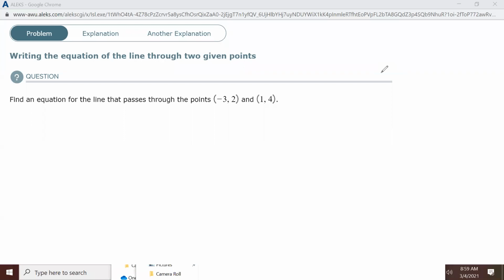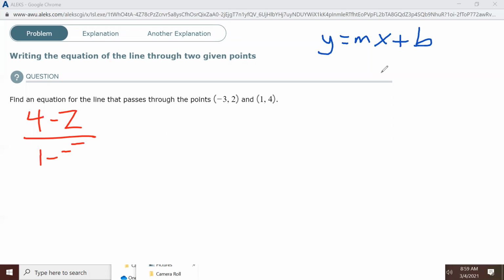This time we are not given a point and the slope. We are only given 2 points on the line. So we must find the slope and then the y-intercept. Once again, we are looking for the equation of a line, which has this form. Let's first find the slope. That would be the difference in the y values divided by the difference in the x values, which simplifies to 1/2.